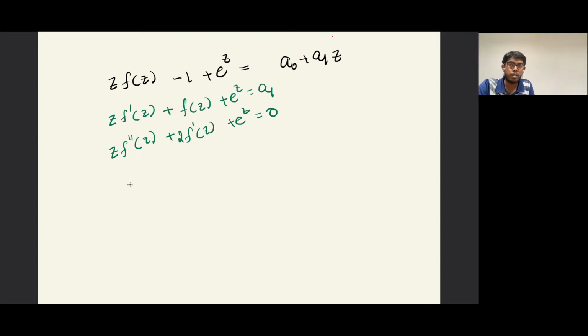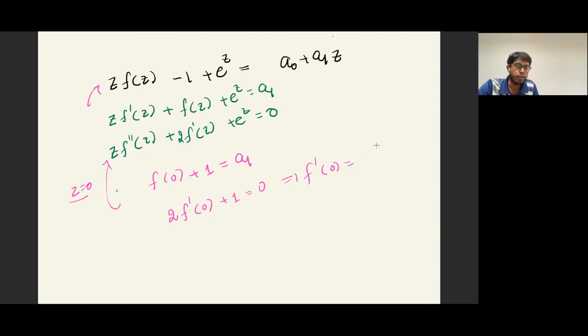If I put z equals 0, this term will be 0. So f0 plus 1 equals a1. And if I put 0 in the original, I get a0 equals 0, so a0 is already 0. Now what is f prime? From the second equation, I get 2 f prime 0 plus 1 equals 0. So f prime 0 is minus 1 by 2.